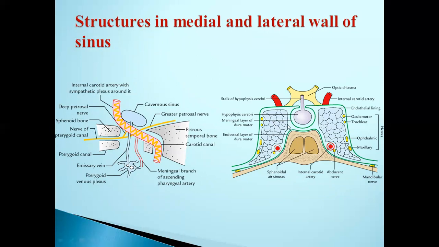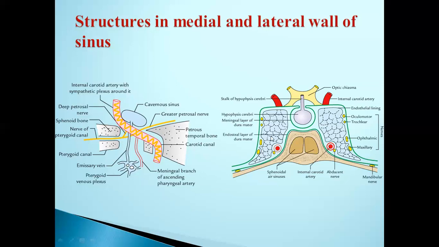So in the medial wall, this is the medial wall. This is a sphenoid wall. So medially you have the hypophysis cerebri, pituitary gland. Anteriorly, superiorly we have this optic tract and chiasma, internal carotid artery. You have internal carotid artery with the venous and sympathetic plexus around it, and also the abducens nerve. This yellow part is the abducens nerve. So here you can see the internal carotid artery with the venous and sympathetic plexus around it.